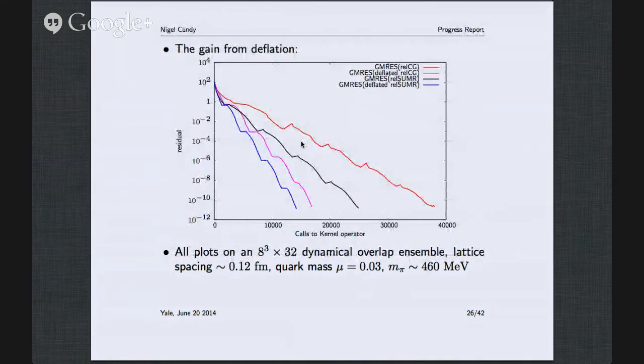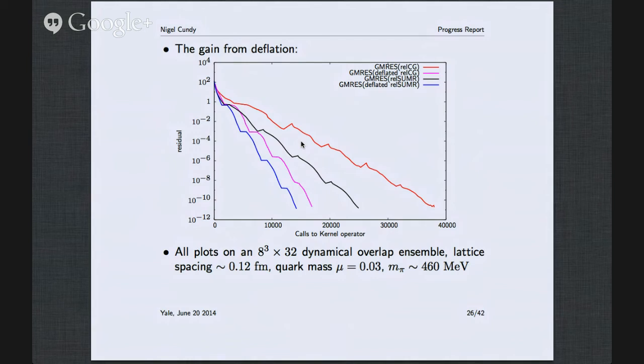So I'll just show you a few plots now. This shows you the gain I've got from interpolation. This is a fairly small lattice and a large quark mass, so the gain is not as large as you would see in a real-world simulation, but I'm restricted by the computer power available to this sort of lattice size.